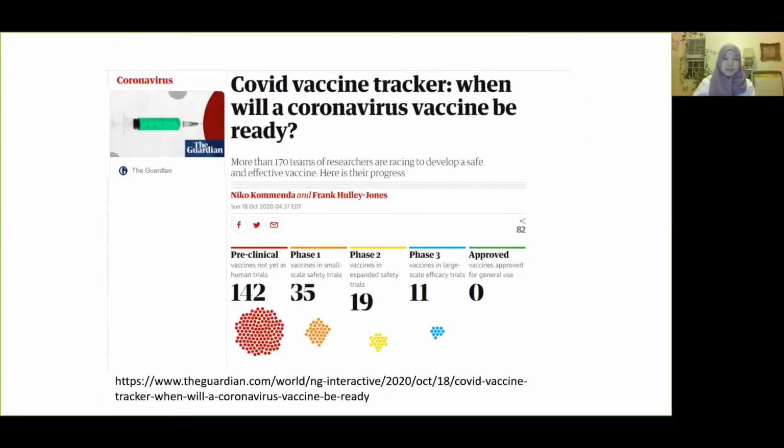10 months have passed since the start of this pandemic. Now, the big question in everyone's mind is when and how we will get a vaccine to stop this coronavirus. On October 18th, news from The Guardian says, according to WHO, we currently have 11 vaccine candidates in phase 3, 19 in phase 2, 35 in phase 1, and 142 in preclinical phases. While this news nicely presented the information, more questions regarding safety and trials are raised.